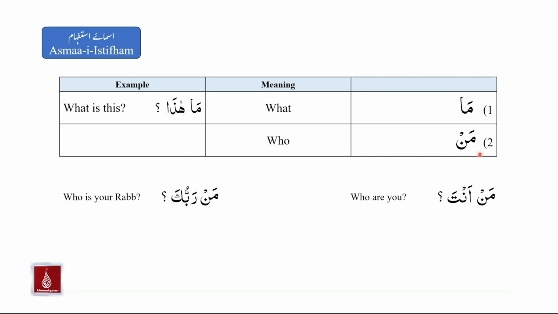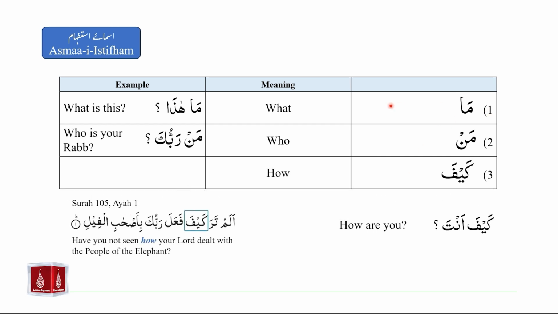The second Ism-i-Istifham is man. Man has the meaning of who, and we will look at a couple of examples. The first example is man anta. Who are you? And the second example is man rabbuka. Who is your Rabb?